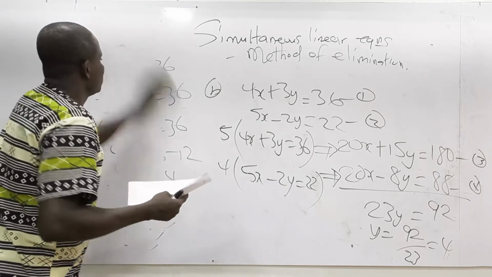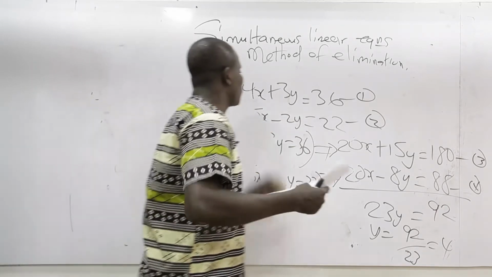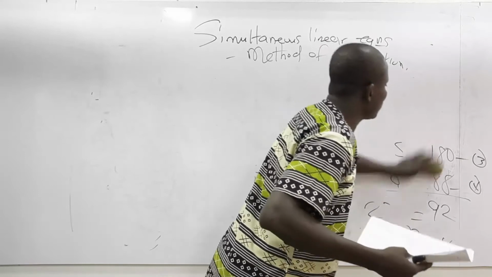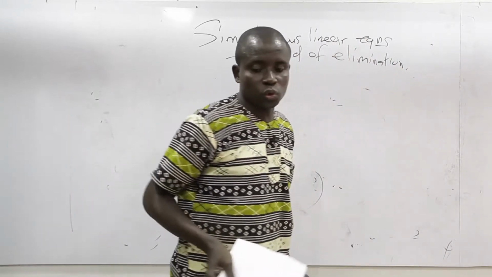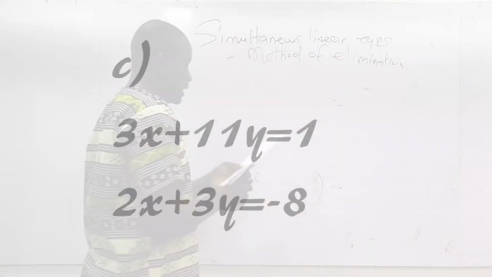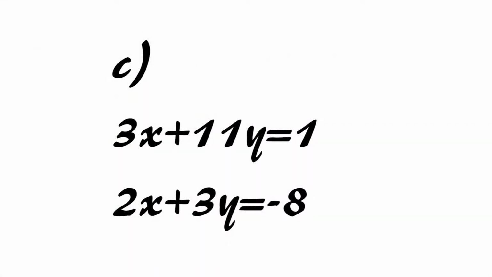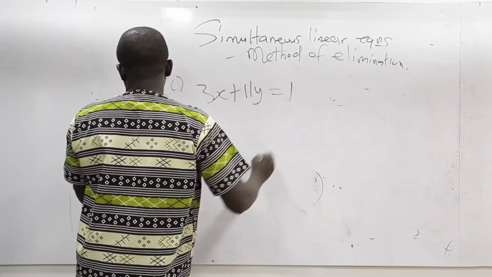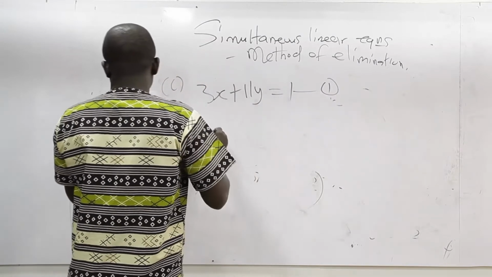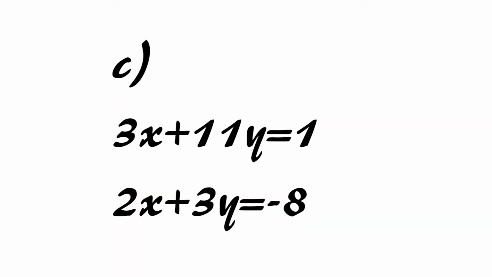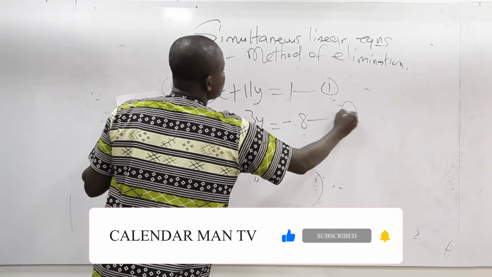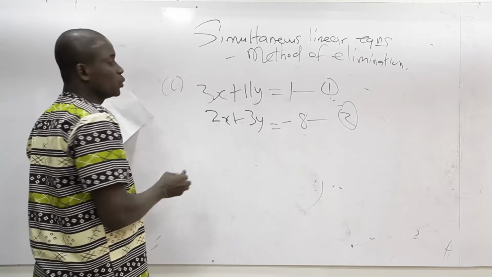Now let's see the c. Yeah, this one is a, b, c, d. Then after the d, you add it and that one, and you see your assignment over there. Now c in your sheet, we have what? 3x. We are using the method of what? Elimination. 3x plus 11y is equal to 1. This is equation 1. Then 2x plus 3y is equal to negative 8. This is equation 2. So once again, what do you do?